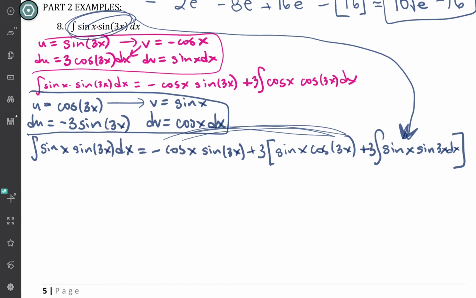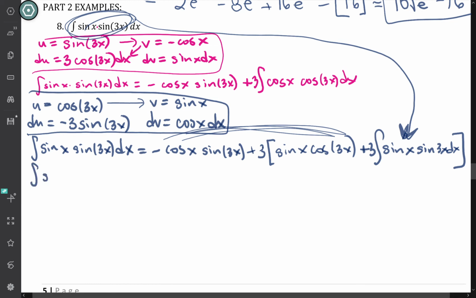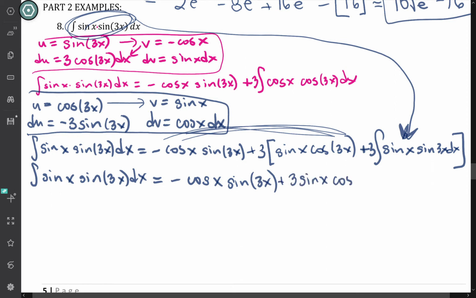Okay, so I'm going to clean this up just a little, get rid of the brackets, and then I'll talk about what we have to do to actually make use of this. So I have my integral of sine x sine 3x, and I have my opposite cosine x sine 3x, and then I have a 3 sine x cosine 3x. And distributing in, that's going to be a plus 9 times the integral of sine x sine 3x dx. Okay, a little cramped, but we fit it.